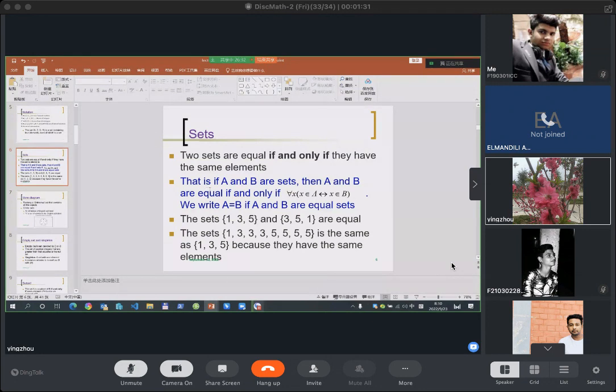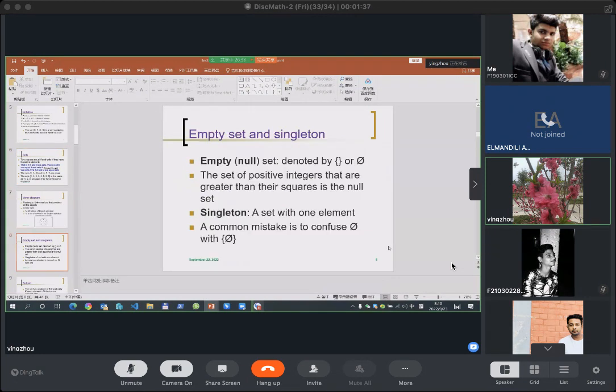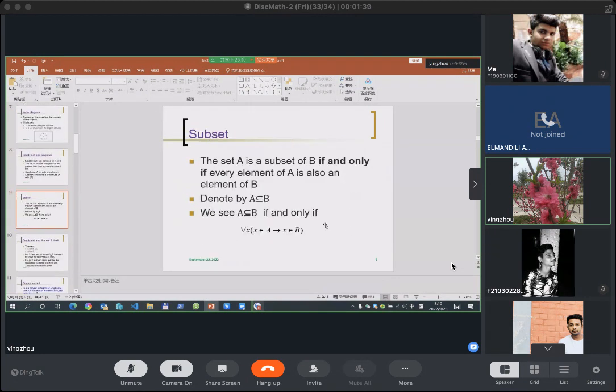Here we just say it is equal. For the equal, we have used a condition here. And for the subset, we are also using a condition here. We say A is a subset of B if and only if for all x, if x belongs to A, then x belongs to B.